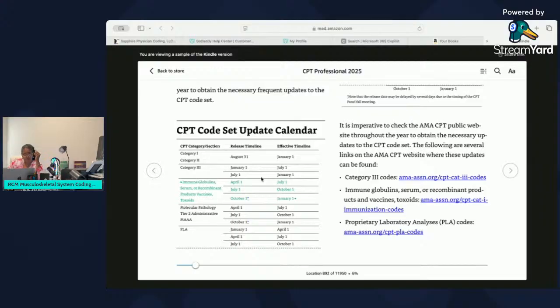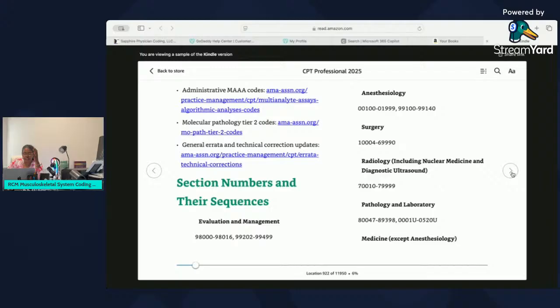When are the updates released for category 2, and when are they effective? Or when are the updates released for category 3? You never know what they're going to ask. So again, this is what you're going to read before you start anything.